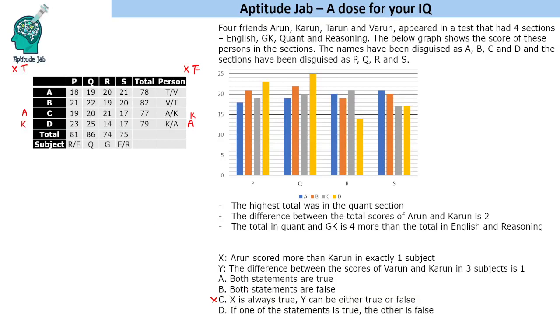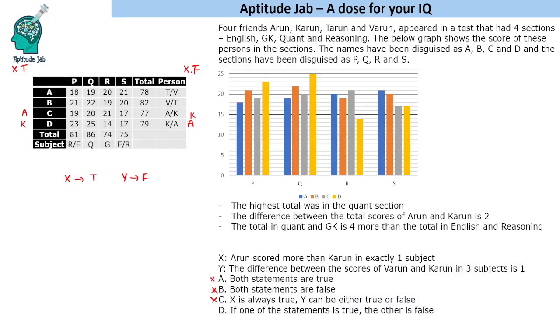Okay. Now if I take X as true, and if I check Y, it says the difference between the scores of Varun and Karun in three subjects is 1. Varun and Karun in three subjects, the difference is 1. Right. So do you see the difference of 1? No. So if X is true, Y is false. Right. So both statements are false is not true. Both statements are true is also not true, right? Both statements cannot be true together, right? Both statements are not false also.